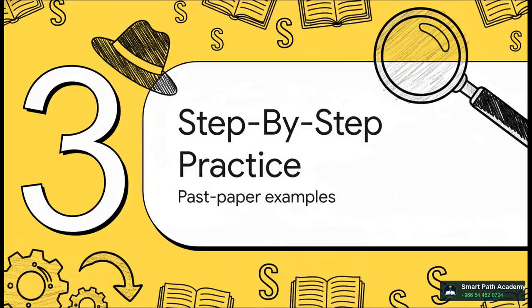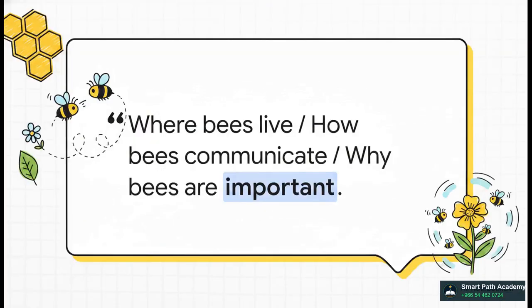Okay, section 3, step-by-step practice. This is our we do portion of the explainer. We're going to tackle some actual past paper style examples together. Let's get those detective hats on. Look at this excerpt, text A. Imagine you're reading a text about bees that is divided by these 3 subheadings: where bees live, how bees communicate, and why bees are important. As a reader, think about what these subheadings are really doing for you. They are essentially acting as signposts.